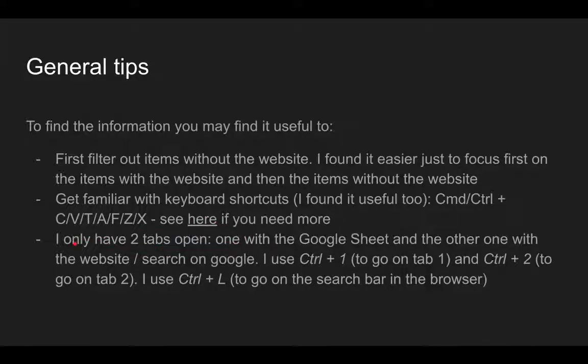I only have two tabs open. One is with Google Sheets, where I have this data, and the other one is where I do searches on Google. I use Control+1 or Command+1 to go to tab 1, and Control+2 to go to tab 2. Once I copy the website, I press Control+L to go to the search bar in the browser. I found this particularly useful.